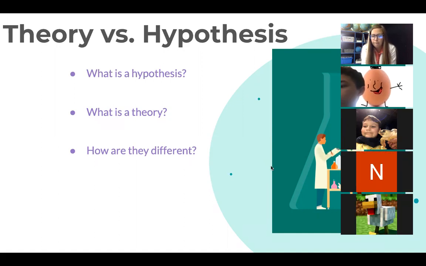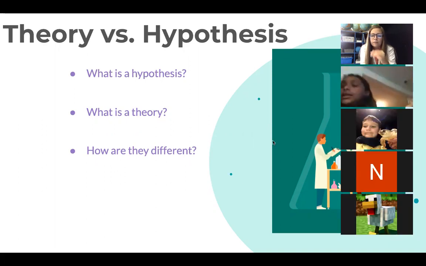What about you, Naha? A hypothesis has only been tested once and it can still be wrong, but a theory is tested multiple times. Okay, so a theory's been tested multiple times. All right, I like that you added that there. And Kaylee, do you have anything else that you can add to the discussion?